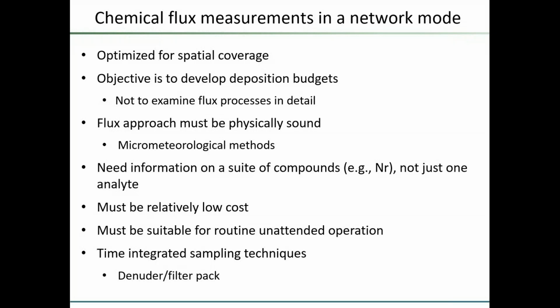But we want to use a flux approach that's physically sound, so ideally we're going to use a micrometeorological type flux measurement method. Another key here is that we need information on a suite of different compounds for reactive nitrogen, not just one analyte. So we would like to measure multiple analytes in the gas phase, nitric acid, ammonia, for example, and in the particle phase with one measurement system. Again, to deploy these things at lots of different sites, we need for the cost to be relatively low for an individual system. They must be suitable for routine unattended operation.